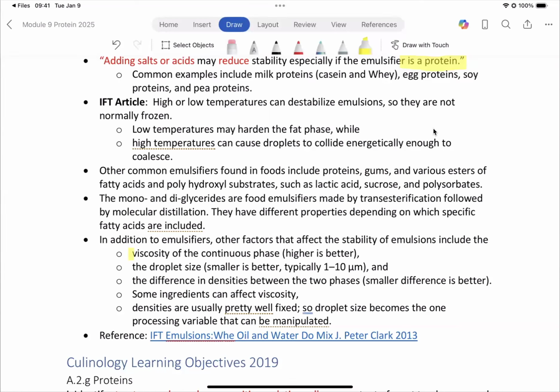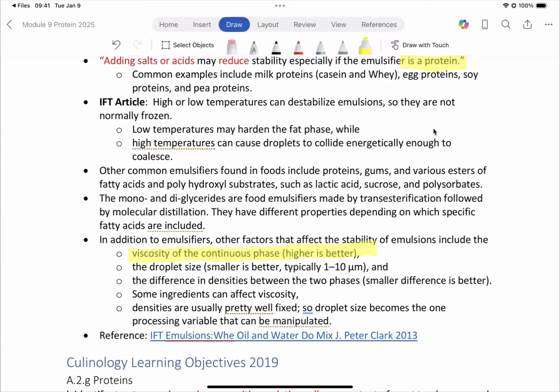If the viscosity of the continuous phase is higher... So remember I said the droplets are the dispersed phase and the water or oil, depending on, is the continuous phase, the part that's between the droplets. So if you can add a gum or something to make your continuous phase a little thicker, then that's going to make a difference too.